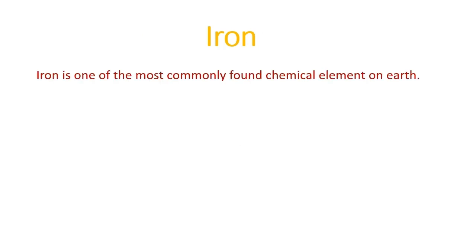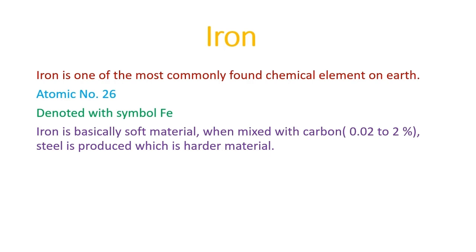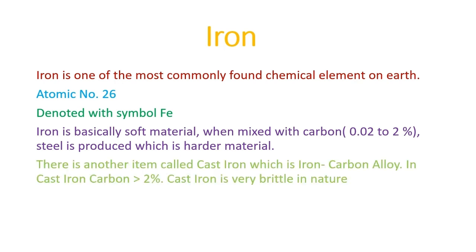So first is iron. This is the most commonly found chemical element on Earth. Atomic number is 26 and it is denoted by the symbol Fe. Iron is basically a very soft material. When it is mixed with carbon in the percentage of 0.02 to 2%, steel is produced, which is a harder material. If we increase the carbon component to more than 2%, another type of iron is produced that is known as cast iron.